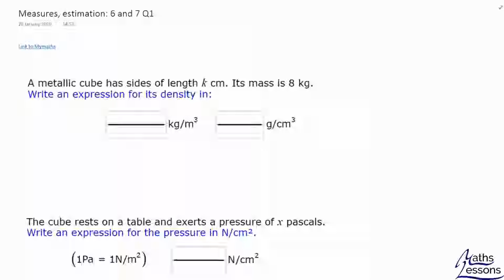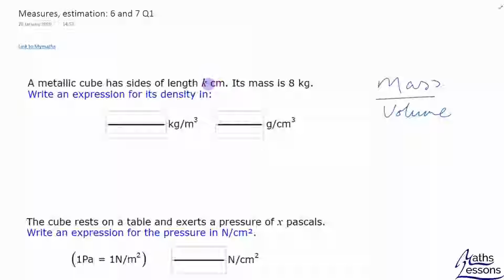Right, here we go. Now, if you can't remember the formula for density, the tip is in the units. They always give you the units in the question. We've got kilograms over meters cubed, so that is mass over the volume. Kilograms is mass, meters cubed is the volume. So we've got a mass of 8 kilograms, and the side is k.